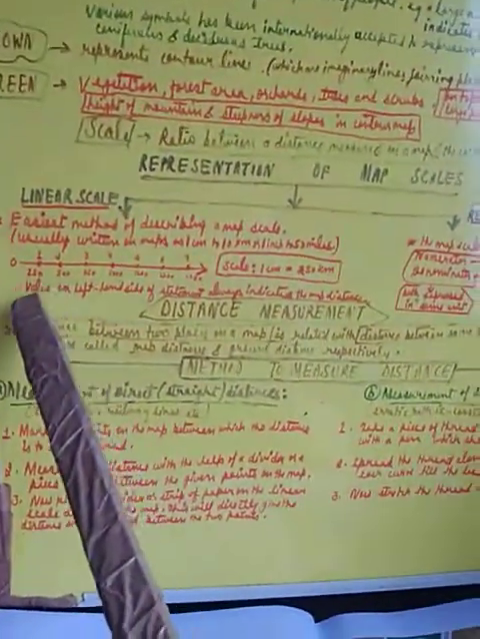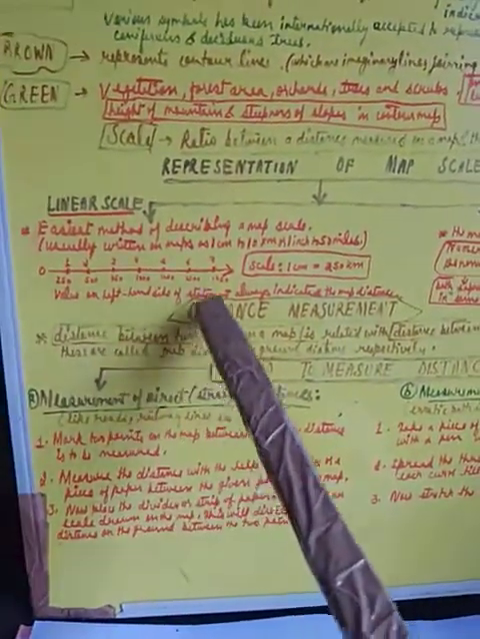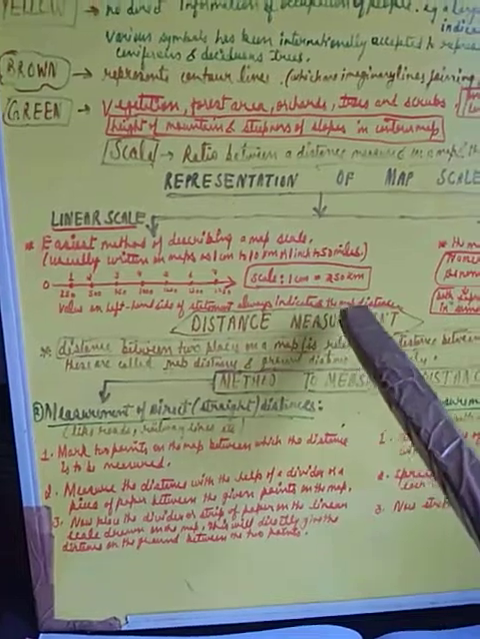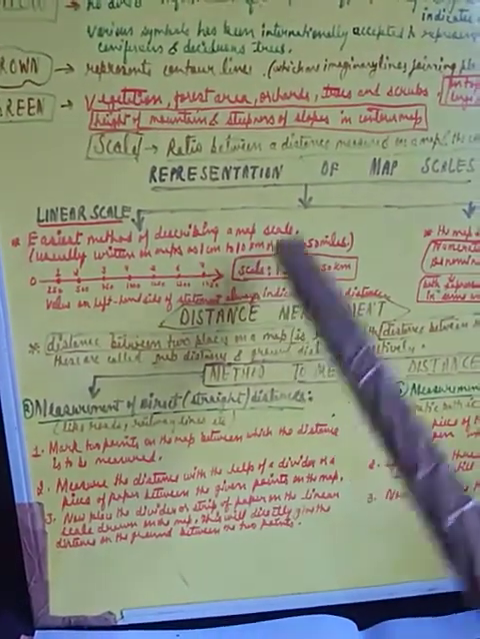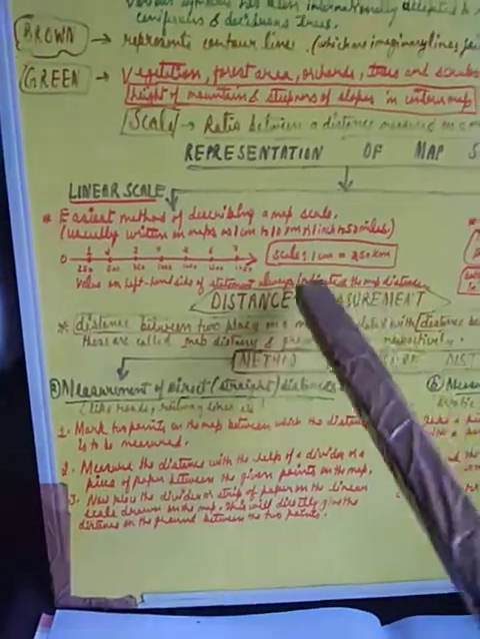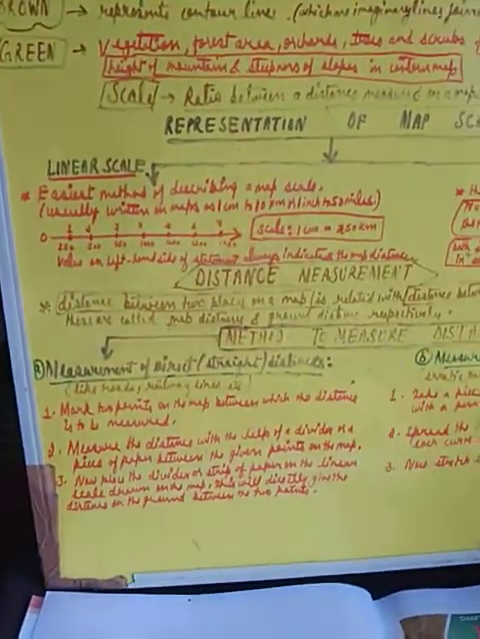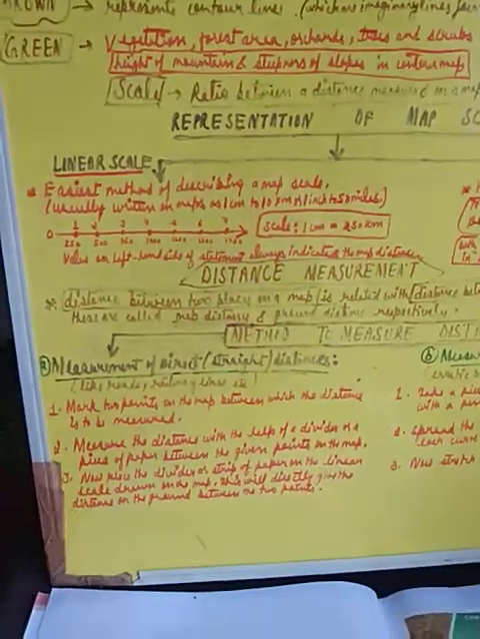Whatever value you see on the left hand side of the statement always indicates the map distance. What is it? Map distance. Okay.